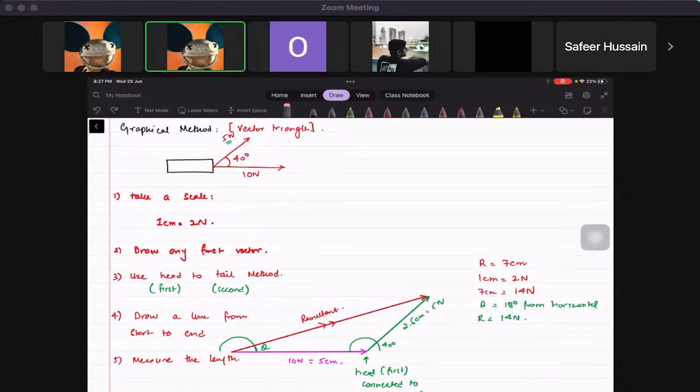Okay. Only thing is, you need to remember that I have to do the head to tail rule. Okay, you can draw this, please. And then we are going to move towards the analytical part.